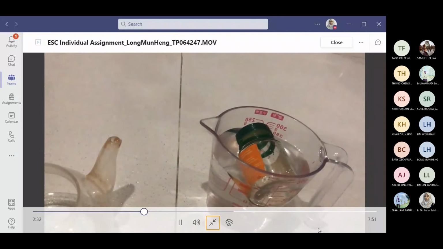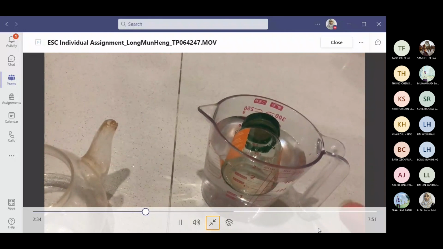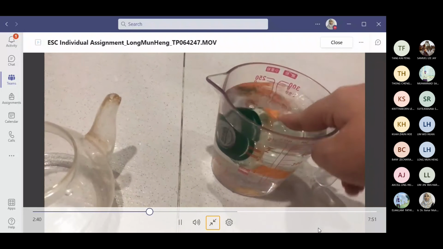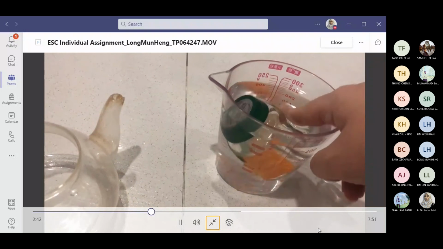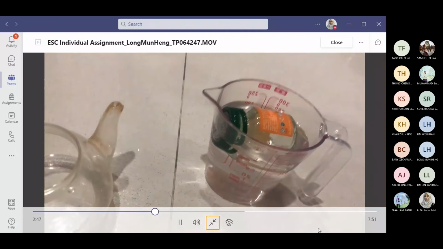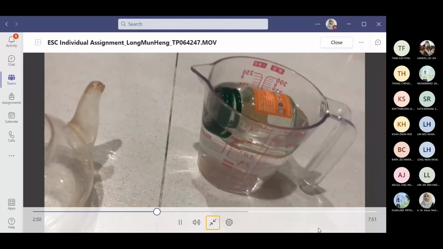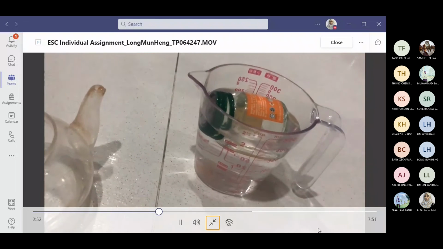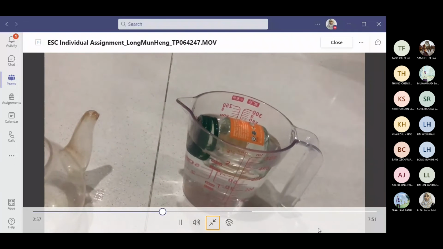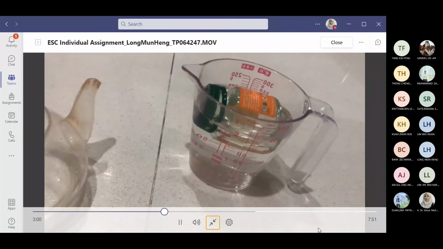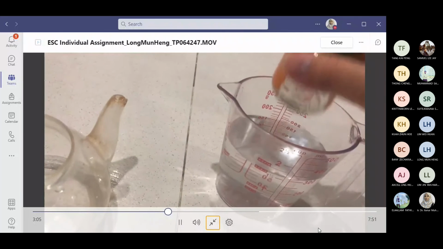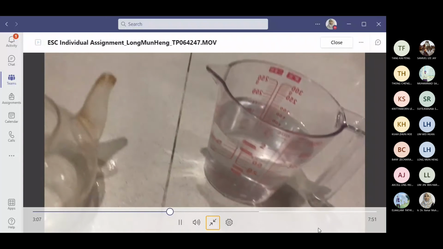Oh, as you can see, it's floating on the water. Even though we push it underneath, when my hand goes off, it will still move up. Why is it happening? As I said just now, it's because the inside of the bottle contains many air bubbles, which brings it to float on the water. And now we should start the second experiment.